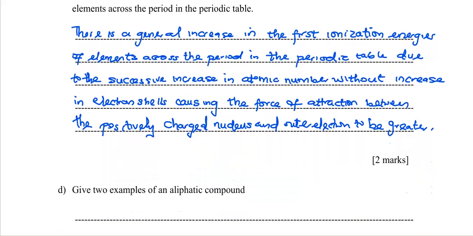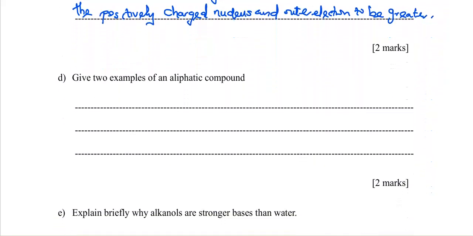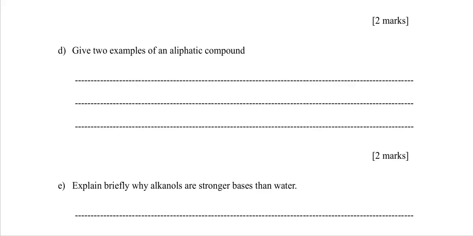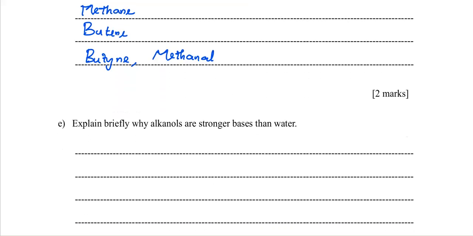The next question says, give 2 examples of aliphatic compounds. So aliphatic compounds can be methane, butane, then we can have methanol. There are plenty. Any member of aliphatic homologous series can serve as aliphatic compounds.